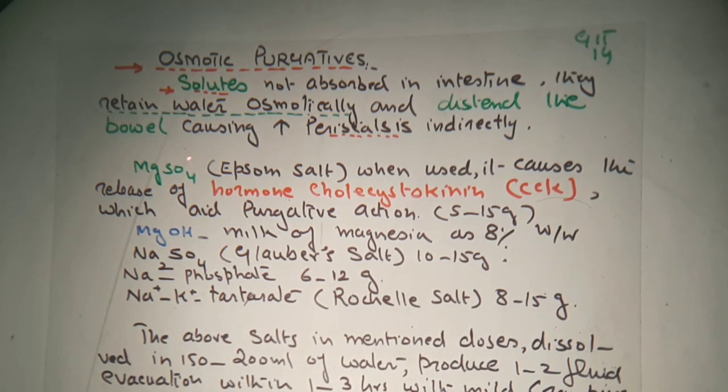Now latest it has been found out that this is a magnesium sulfate. Now when it is used, it causes the release of hormone. Now we can discuss later on. It can act as a purgative. On the other hand, what is the other use of magnesium sulfate?